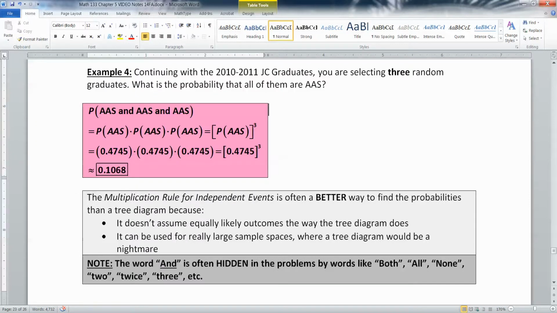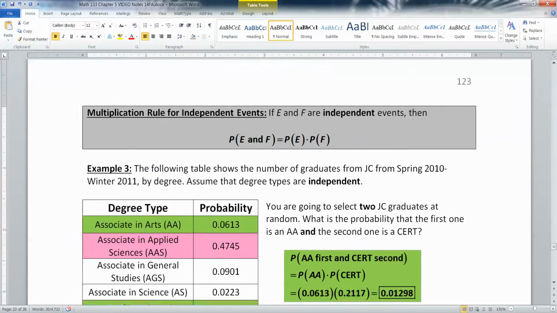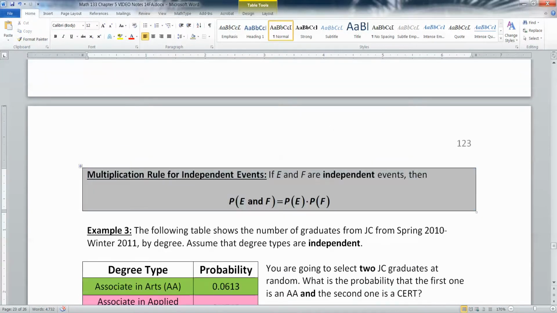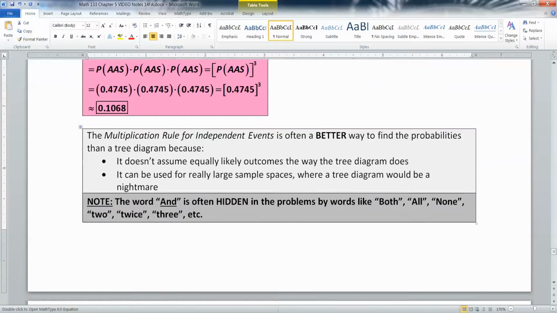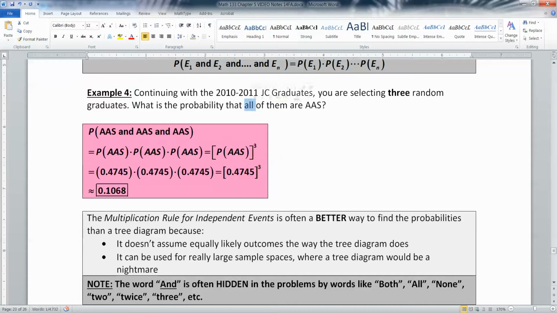One last thing from this problem before we move on is that I forgot to mention that the multiplication rule is for "and," right? The probability of E and F. But the thing about "and" as an English word is that it often hides and masquerades as other words. So for example, in this problem, we had the word "all." See that right there? All of them are AAS, which means you want the first one to be AAS and the second one and the third one.